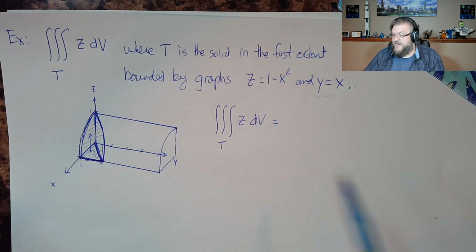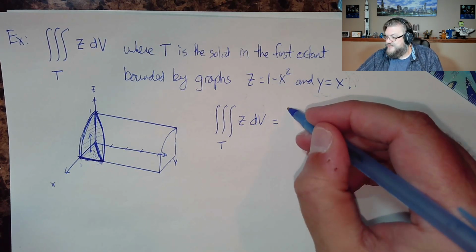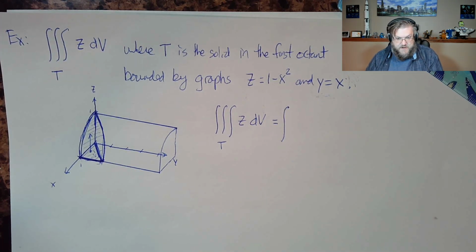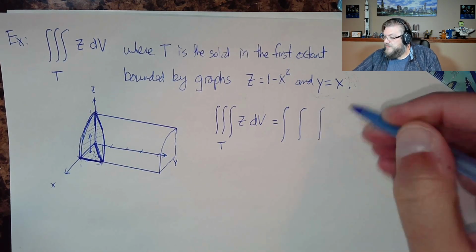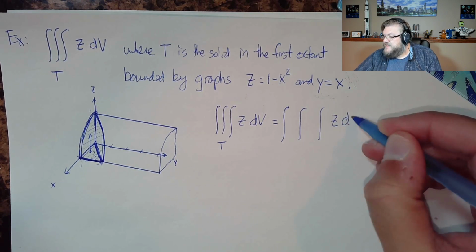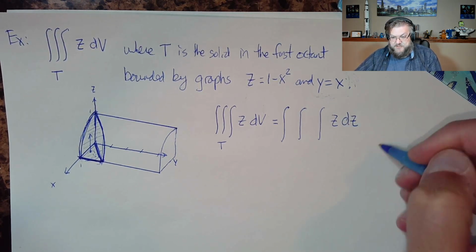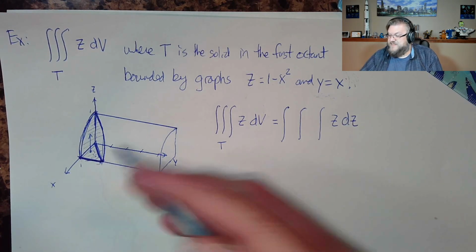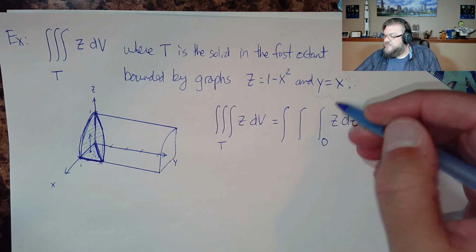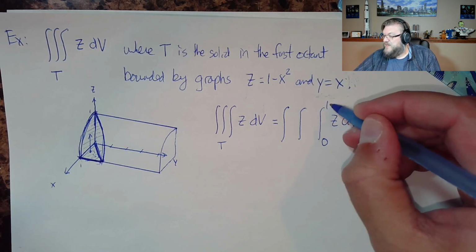This allows me to unpack this the first way. What I can say here is I have the integral of the integral of the integral of z dz, and I'm going to hold off on the other two for now. At least I can get the dz done correctly here. Z starts at 0 and goes to the top surface, which is 1 minus x squared.